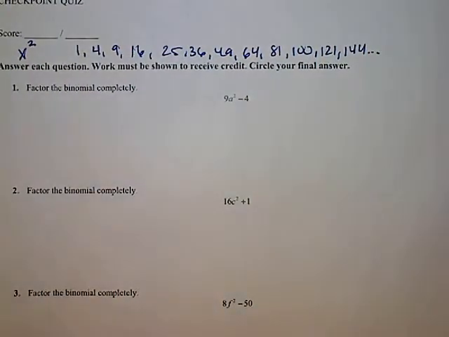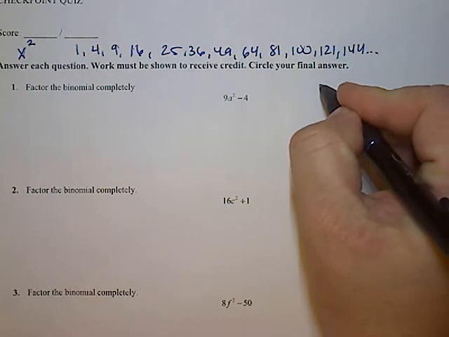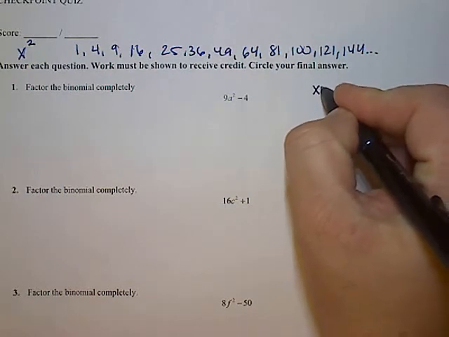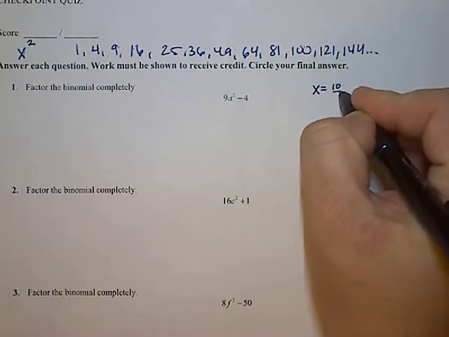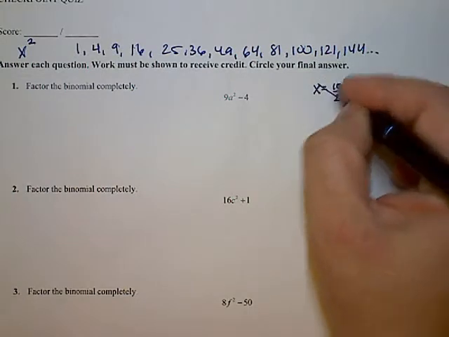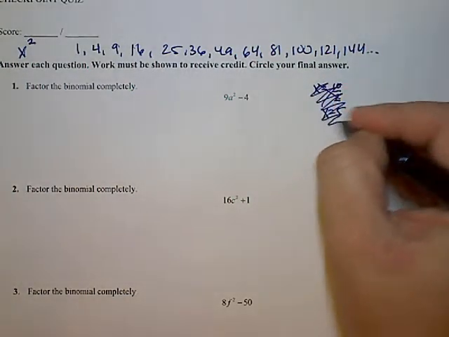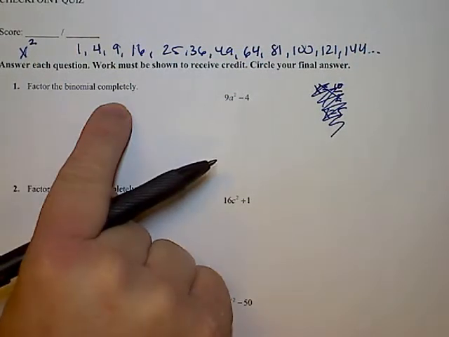So how do I factor this? Because we need to completely factor it. I often use the example of if I tell somebody to solve something and I want it to be completely solved and simplified, and you give me an answer of x equals 10 over 2, that may be correct, but that would not be the answer I wanted. I would want an answer of x equals 5. I would want it completely simplified. Same thing. I want it completely factored.